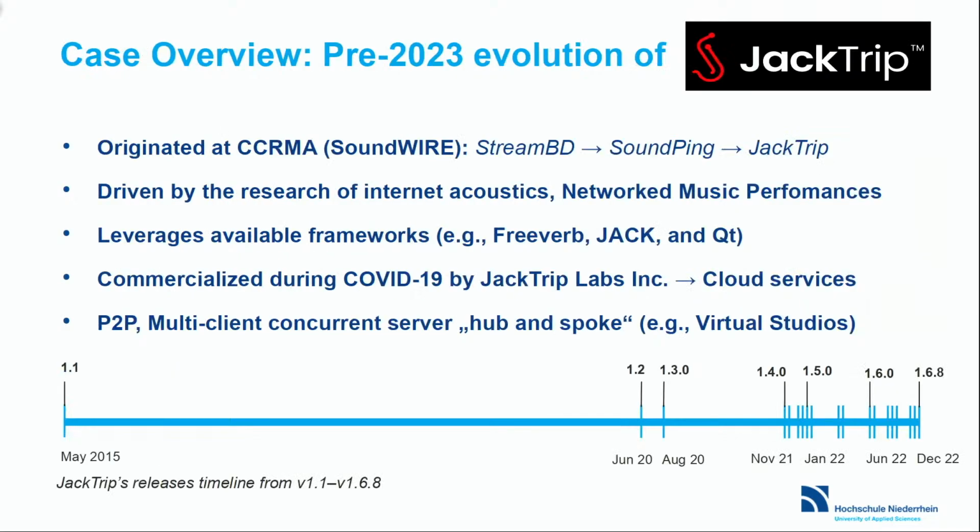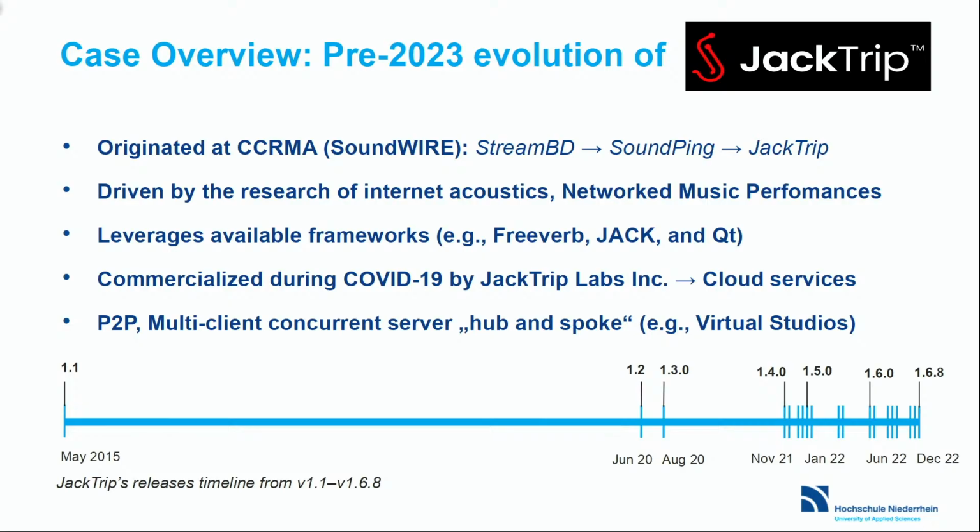JackTrip originated at CCRMA and is driven by the research of internet acoustics and network music performances. It builds upon Jack and Qt and has been commercialized by JackTrip Labs using geolocated server instances for connecting clients in a virtual studio room. But it can also operate in peer-to-peer mode, for example.